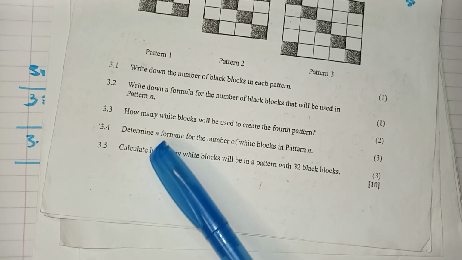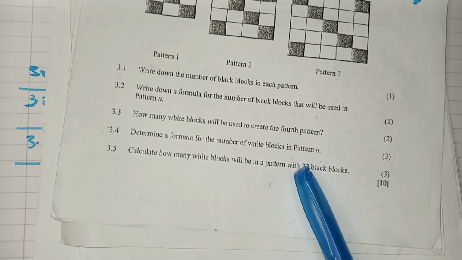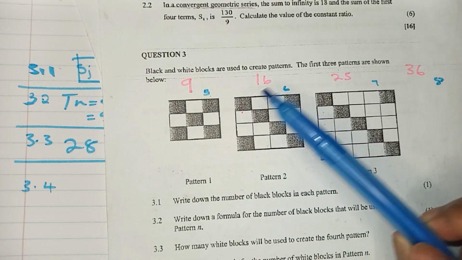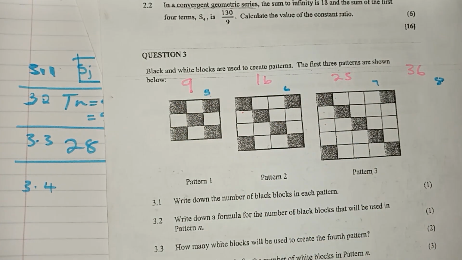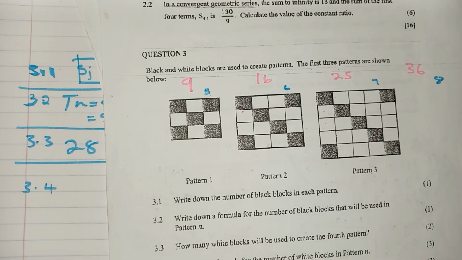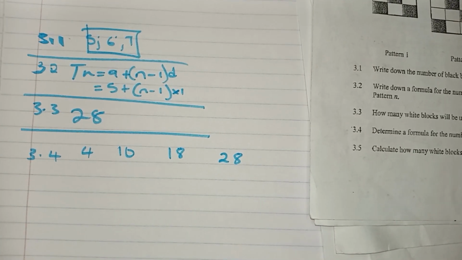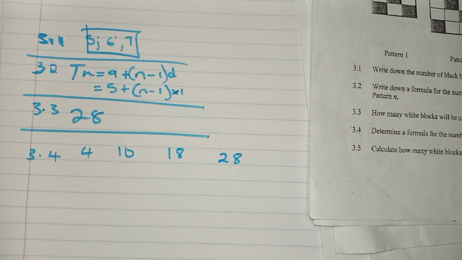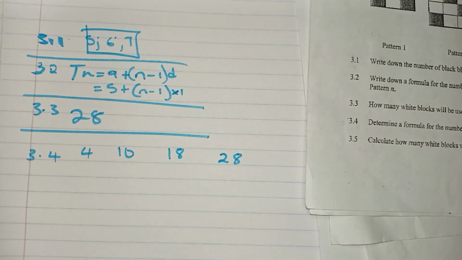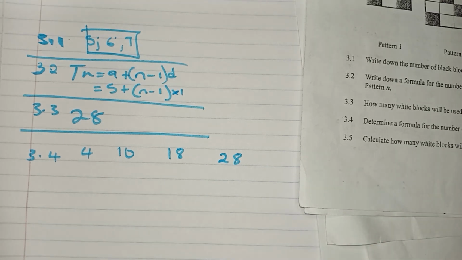For 3.4, we are told that we should determine a formula for the number of white blocks in pattern N. We are going to write the pattern of the white blocks and then we sort it out, right? So 9 minus 5, 16 minus 6, 25 minus 7, 36 minus 8, right? So I'm gonna write this down. Right, this is the pattern for the white blocks. I just removed the black blocks and then I wrote the number of white blocks from pattern 1 up until pattern 4. So in pattern 1 we have 4, in pattern 2 we have 10, in pattern 3 we have 18, and then in pattern 4 we have 28, right?